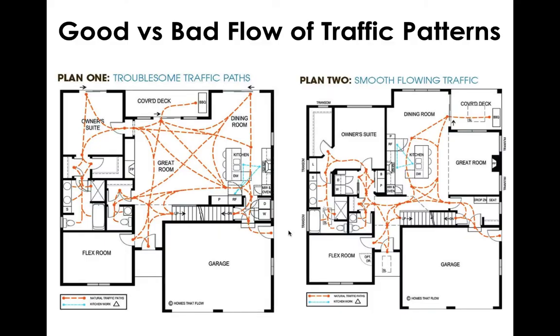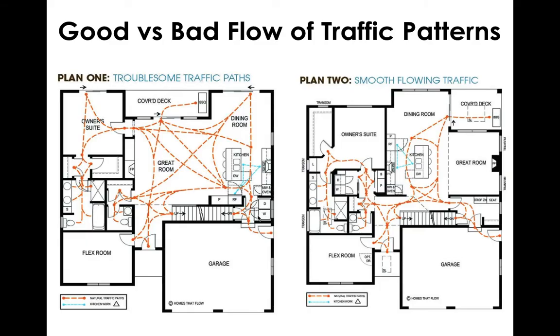So this would be an example of a not so great traffic flow. There's a lot of traffic that's happening in this great room, so it's almost becoming like a main thoroughfare. It's almost like a giant hallway. So any furniture that you would place in this room is really going to feel like it's in the way, even though it really isn't in the way.